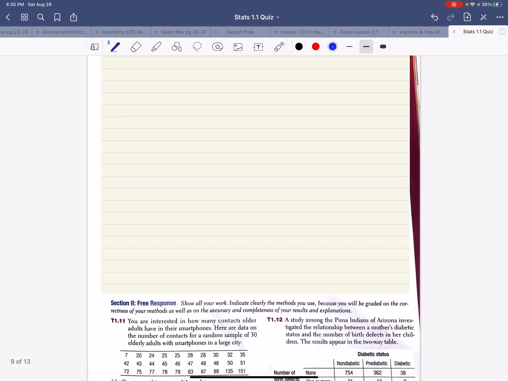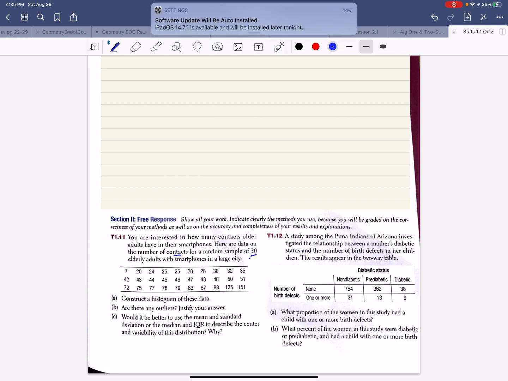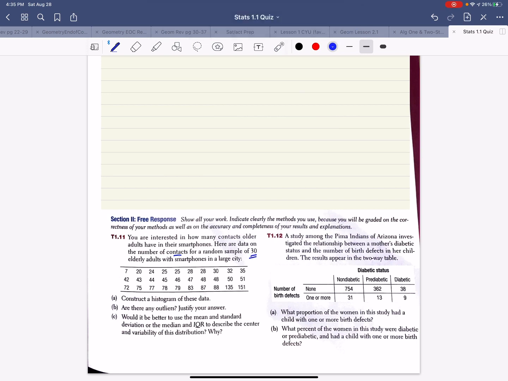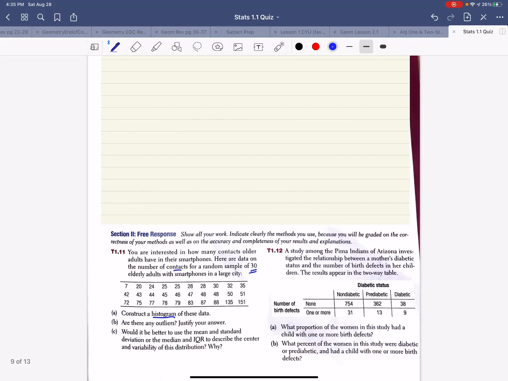So our free response question says, you're interested in how many contacts older adults have in their smartphones. Here are data on a number of contacts for a random sample of 30 elderly adults with smartphones. Construct a histogram. So in class, we had a chance to go over that. Are there any outliers? In class, we did go over this as well.